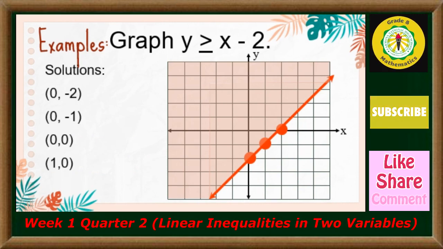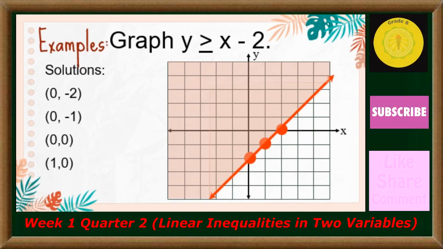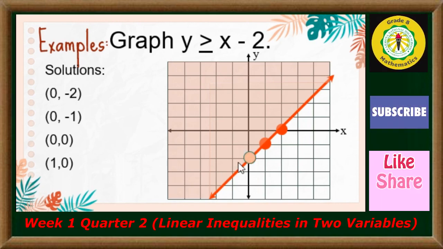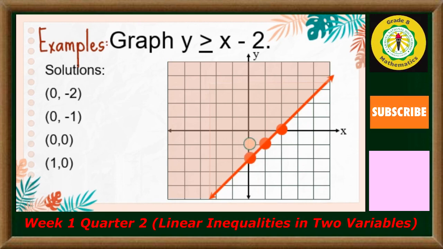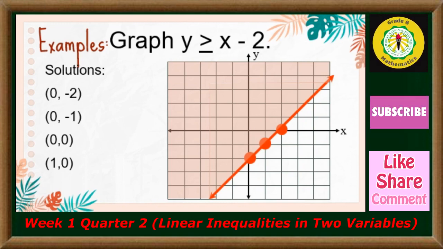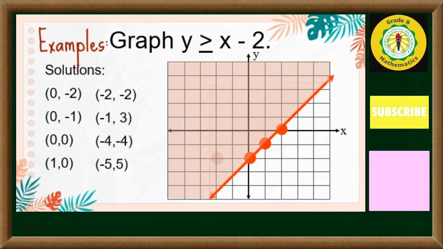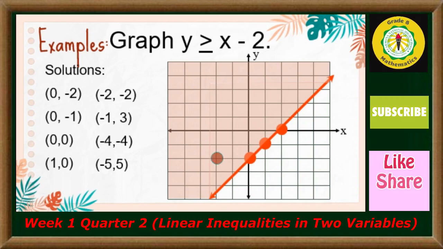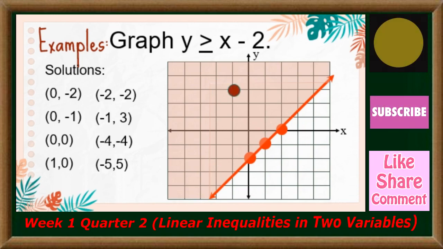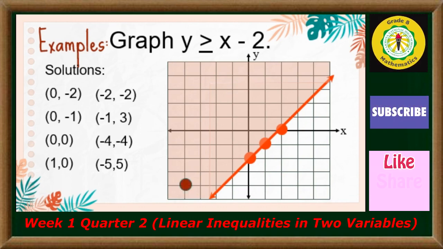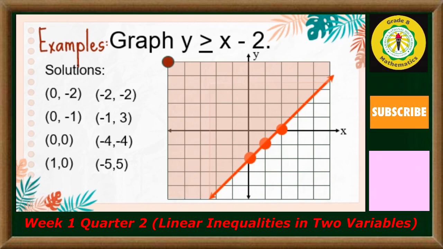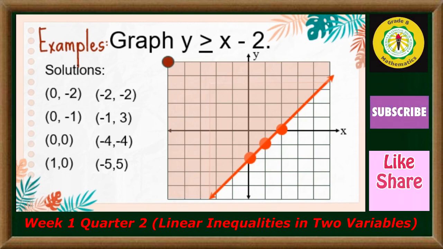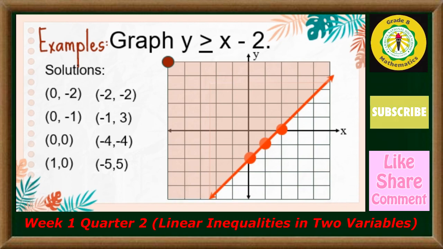Now, the solutions are (0, -2), (0, -1), (0, 0), (1, 0), (-2, -2), (-1, 3), (-4, -4), (-5, 5). As you can see here, lahat ng solutions natin ay nasa shaded region or nandun mismo sa ating solid line.